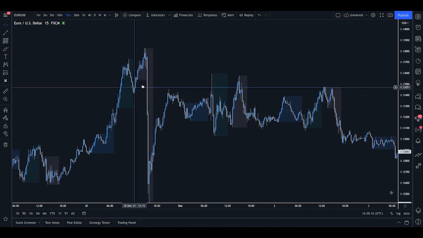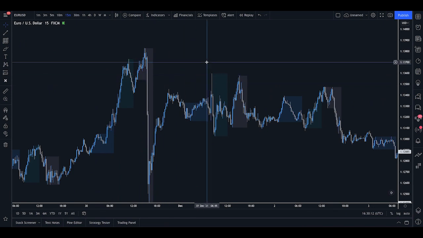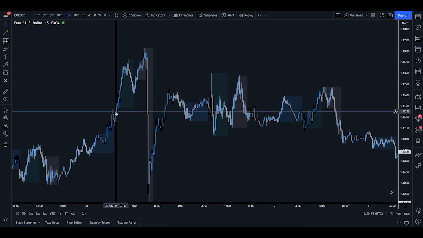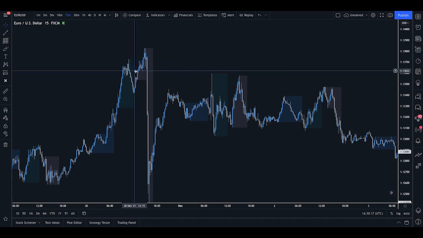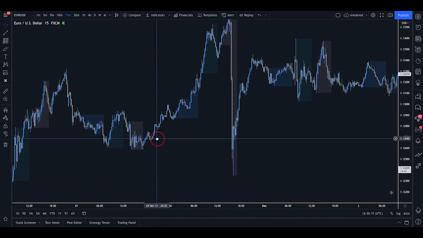So we can see in many examples, the London push is then followed by a New York reversal. Once again here, London push, New York reversal. All right. So this happens quite a lot.